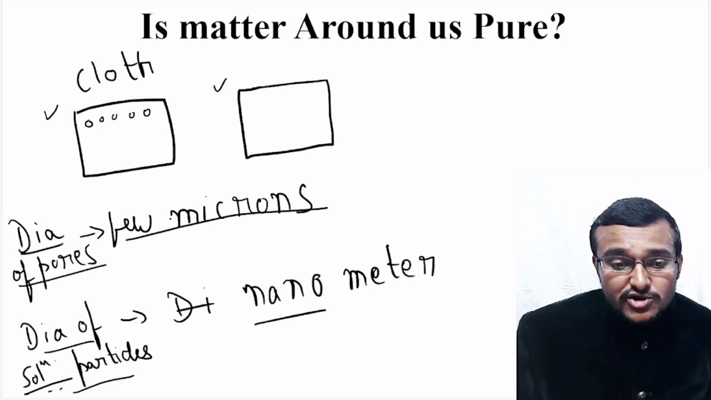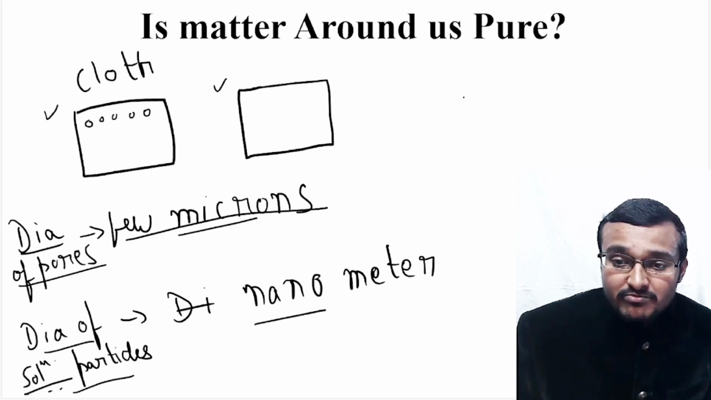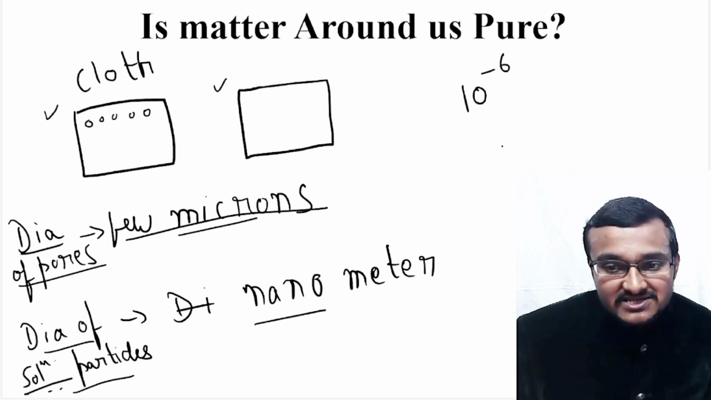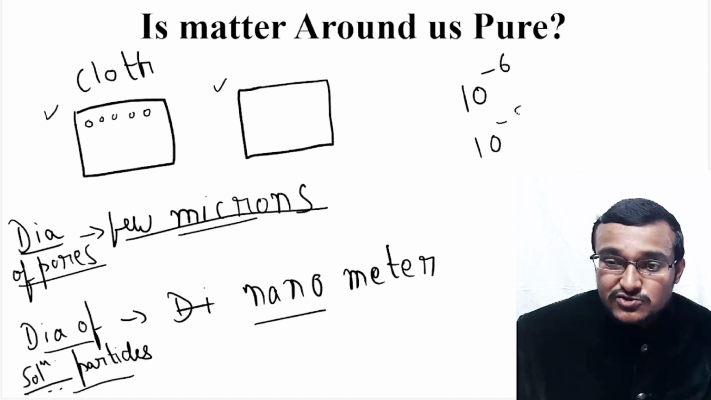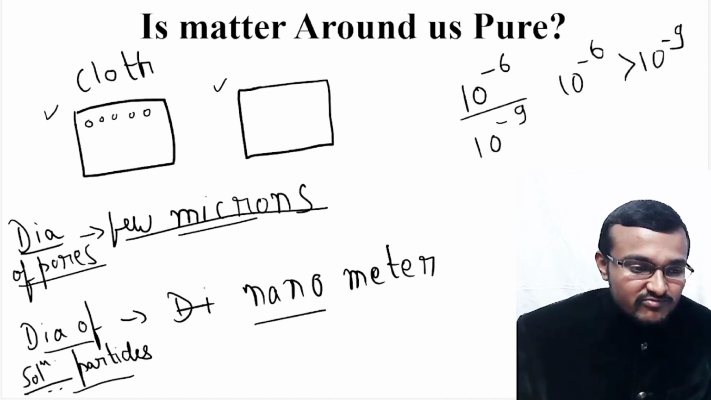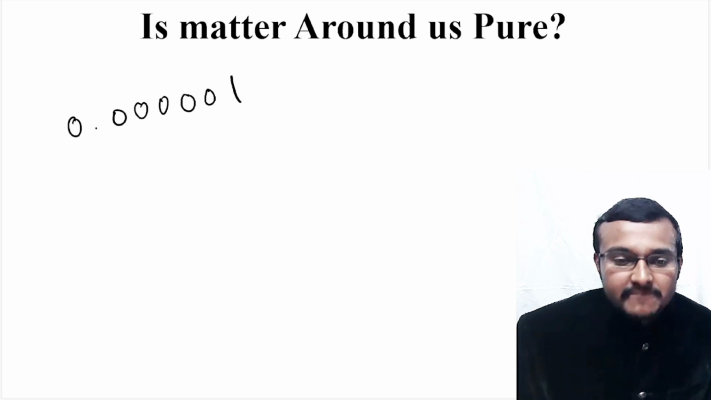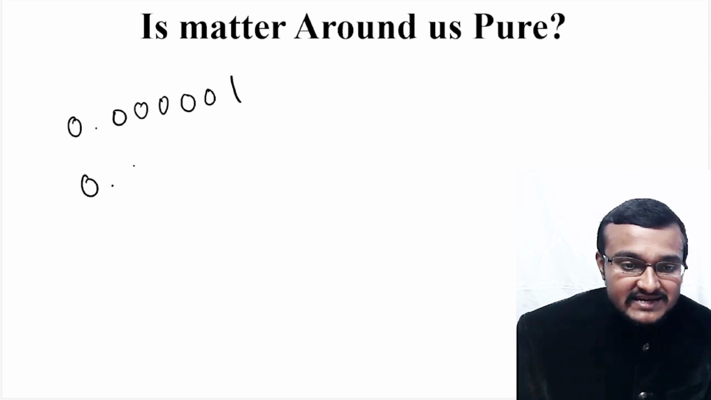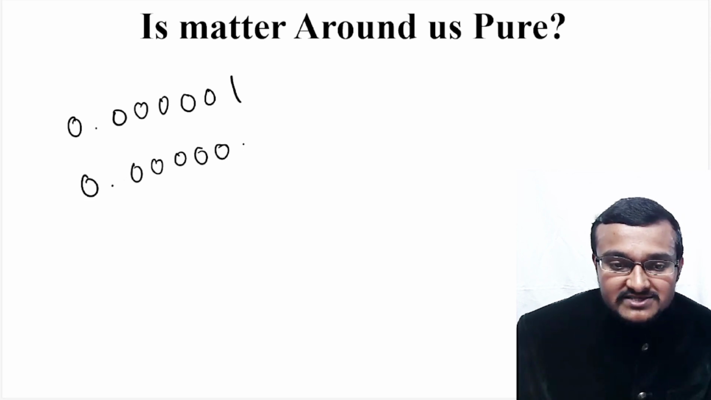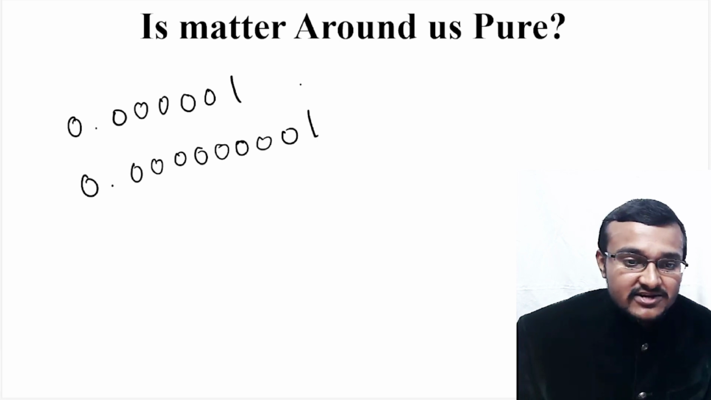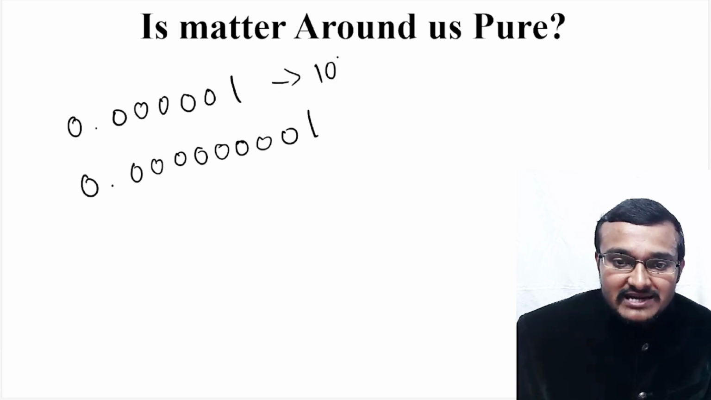So what do you mean by nano and what do you mean by micro? Micro is the term used for 10 power minus 6, and nano is the term used for 10 power minus 9. 10 power minus 6 is 0.000001. And 10 power minus 9 is 0.000000001, that is, eight zeros after the decimal point and then we put 1. So this is 10 power minus 6 and this is 10 power minus 9.